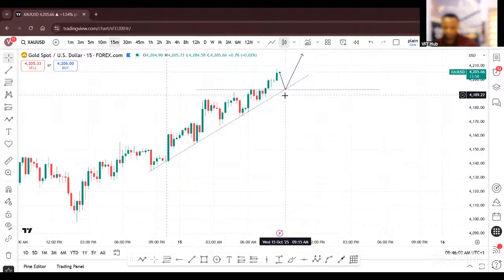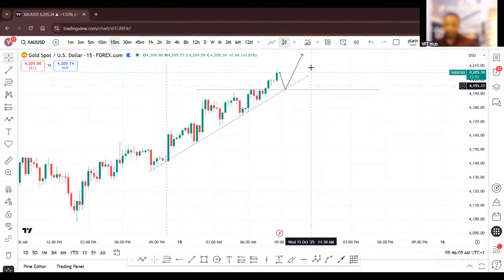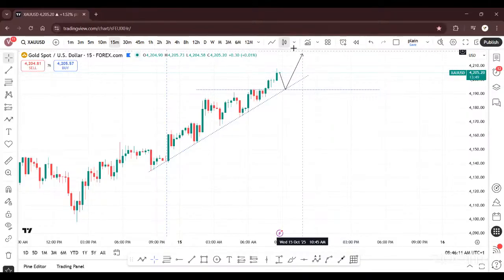If not, and it breaks below, we'll wait for it to come and clear as much liquidity as possible around here, and then we'll be taking a buy from the low to the upside. So this is what we're looking out for on gold today. Okay, now let's move over to the yen pairs so that we'll see what the yen pairs have in stock for us this morning.